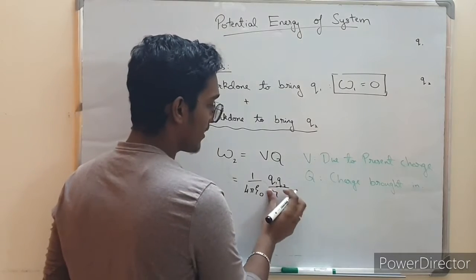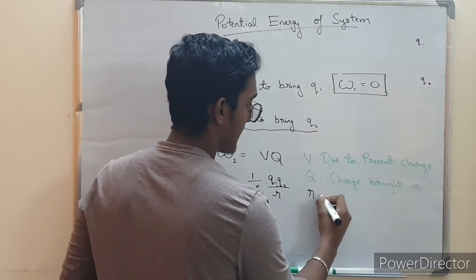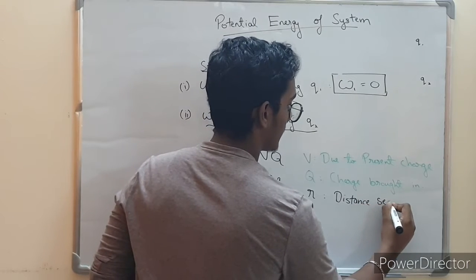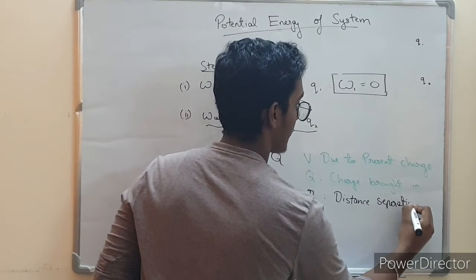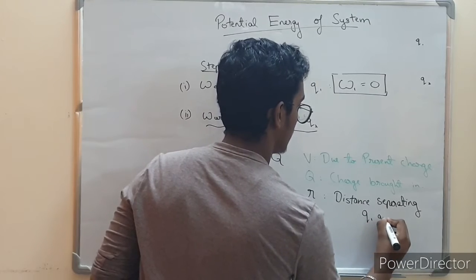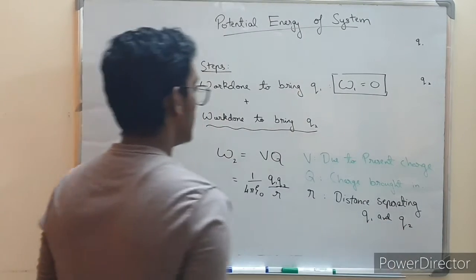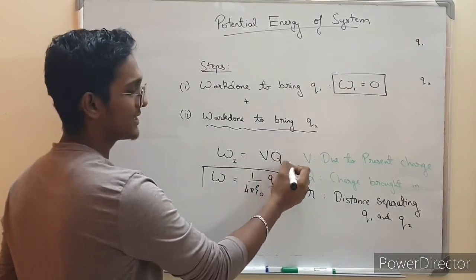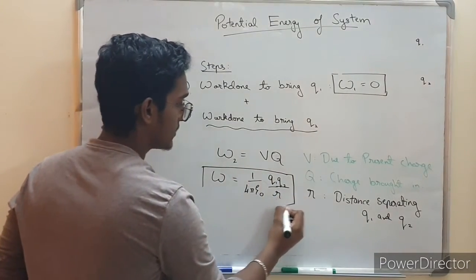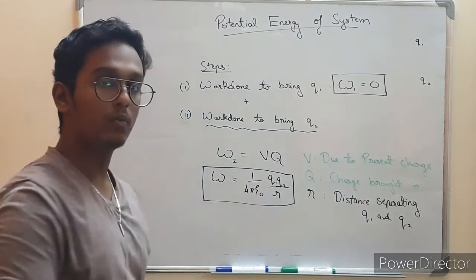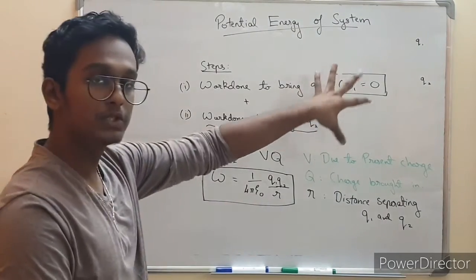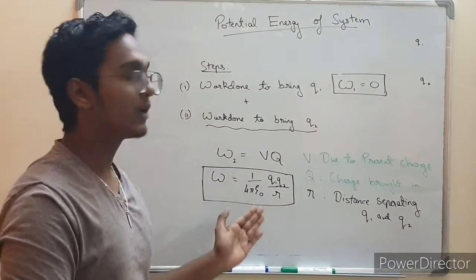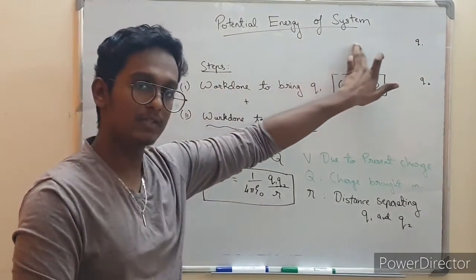So I'll just call it R, where R is the distance separating Q1 and Q2. So this is the total work done, because we have added this to 0 but doesn't make a difference. So this is the total work done in bringing those two charges and assembling it at a distance. And this is also equal to the total potential energy of the system.